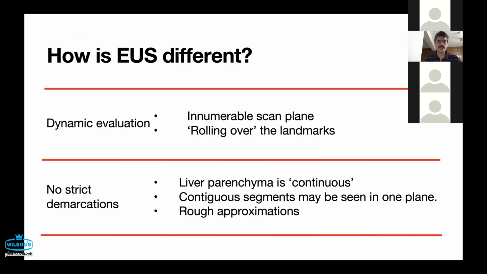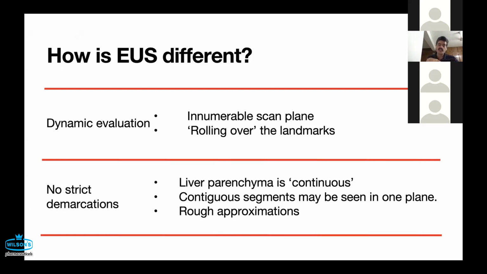So how is EUS different from the CT scan that I just showed you? So there are two basic features. One, EUS is a real-time dynamic evaluation. Unlike a CT scan, where you have a strict cutoff or strict planes defined, in a EUS you have innumerable scan planes and you actually roll over the landmarks.